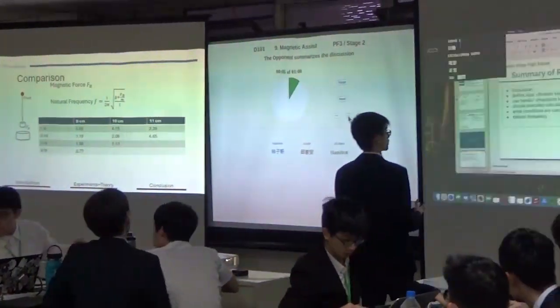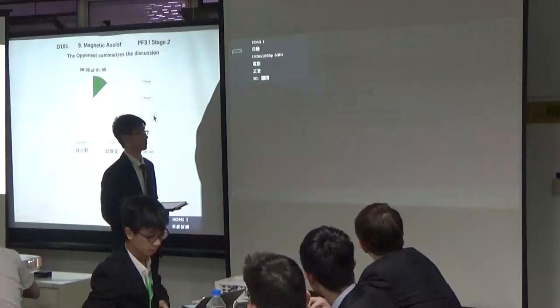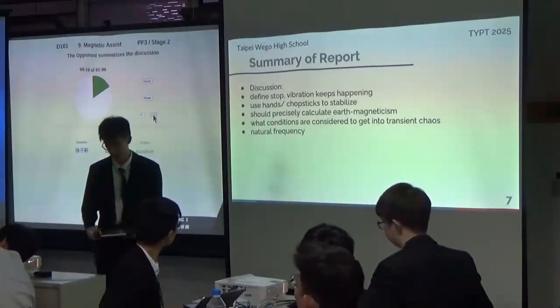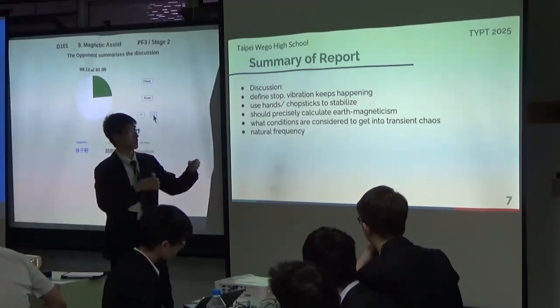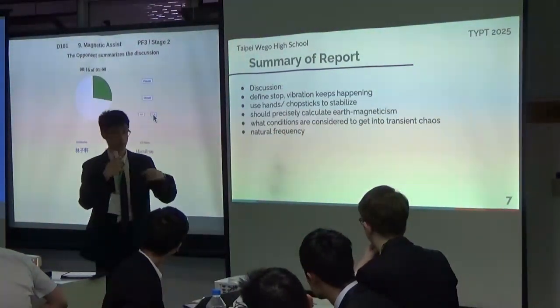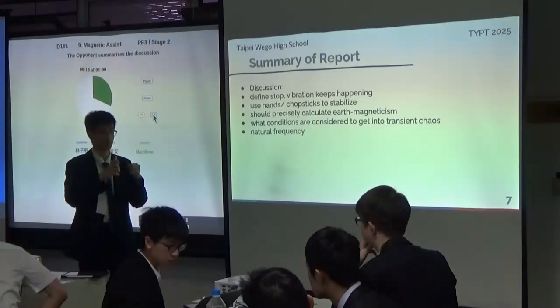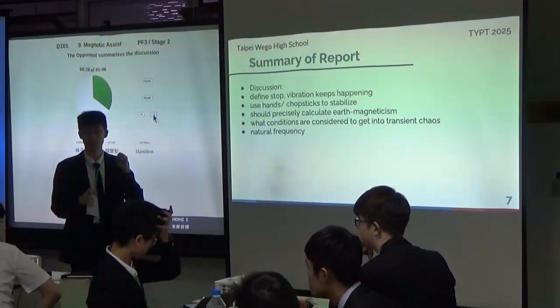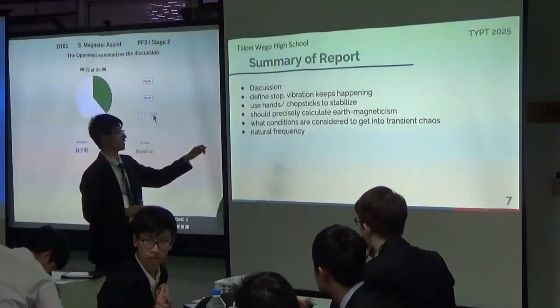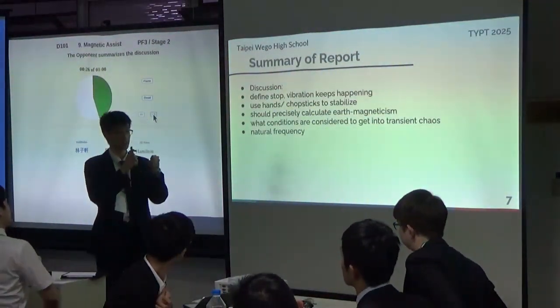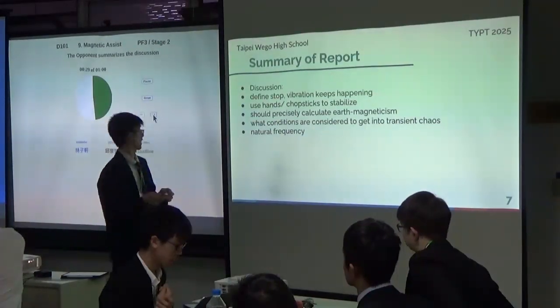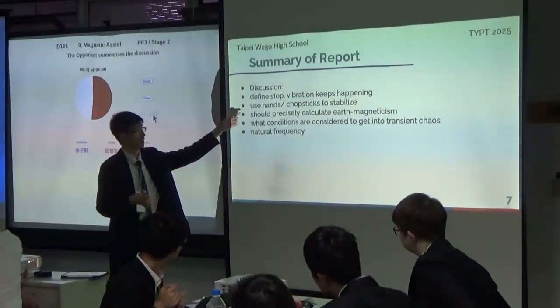So I'm now going to conclude what we have discussed before. I asked the reporters about the definition of the pendulum stopping while the vibration keeps happening. In my opinion, the vibration will keep happening, so when it stops, it doesn't mean that the final velocity equals 0. And they use hands and chopsticks to stabilize it, to minimize the initial deviation. But since it's chaotic, I don't think that is feasible.